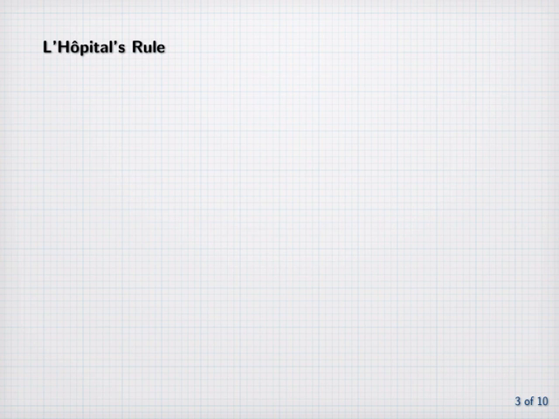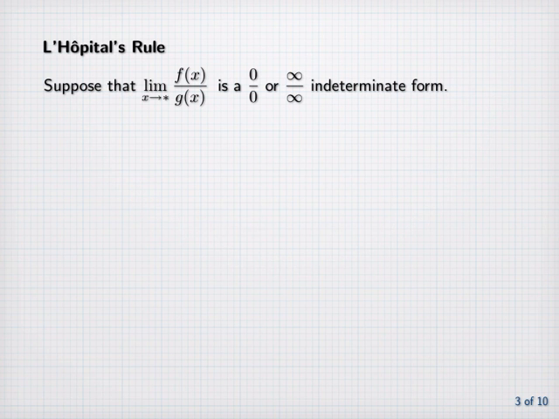L'Hopital's rule. L'Hopital's rule is a theorem that helps us calculate indeterminate forms. Suppose that the limit as x approaches some number, or plus or minus infinity, of f of x divided by g of x is a 0 over 0 or infinity over infinity indeterminate form.